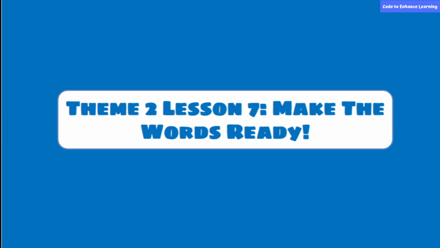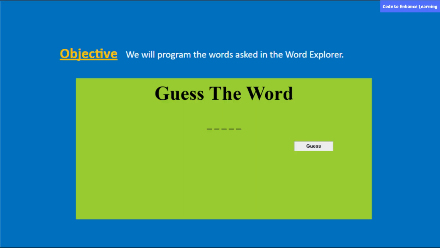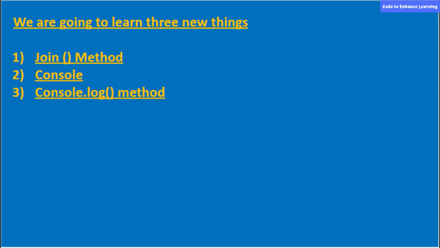So, what exactly are we doing today? In this Theme 1, Fun and Learn, Lesson 2, Make the Word Ready, we will do 3 main things. The objective of today's lesson is to program the words in Word Explorer. In this game, we are going to learn 3 new concepts: the join method, the console, and console.log. So let's understand the join method.